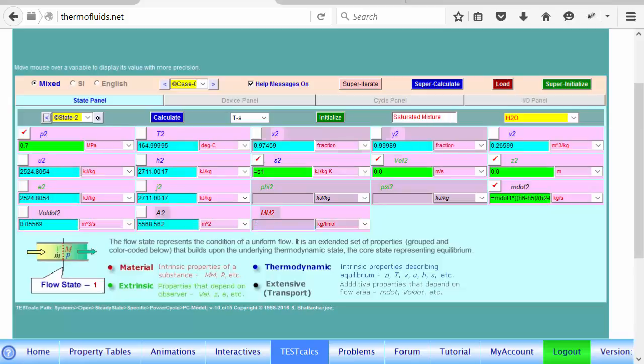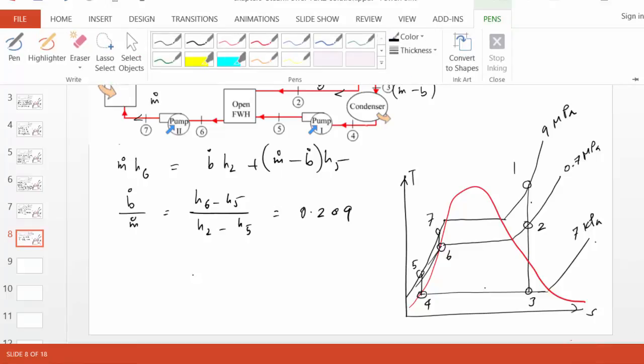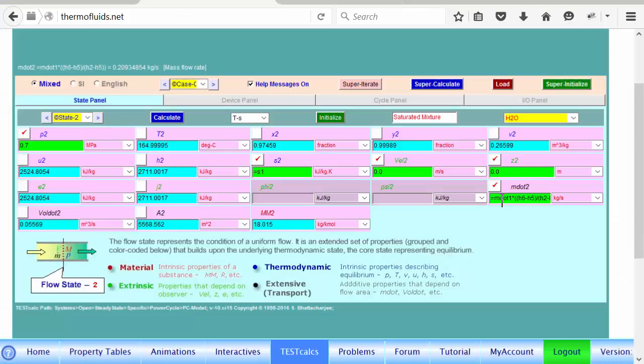So for state 2, the pressure is known, the bleeding pressure is known, and recall that we just derived the equation for m dot 2, essentially the expression that we got, m dot 1 times... so m dot 2 is our b dot here. So b dot equals m dot times (h6 minus h5) over (h2 minus h5). This is exactly what we have written here.